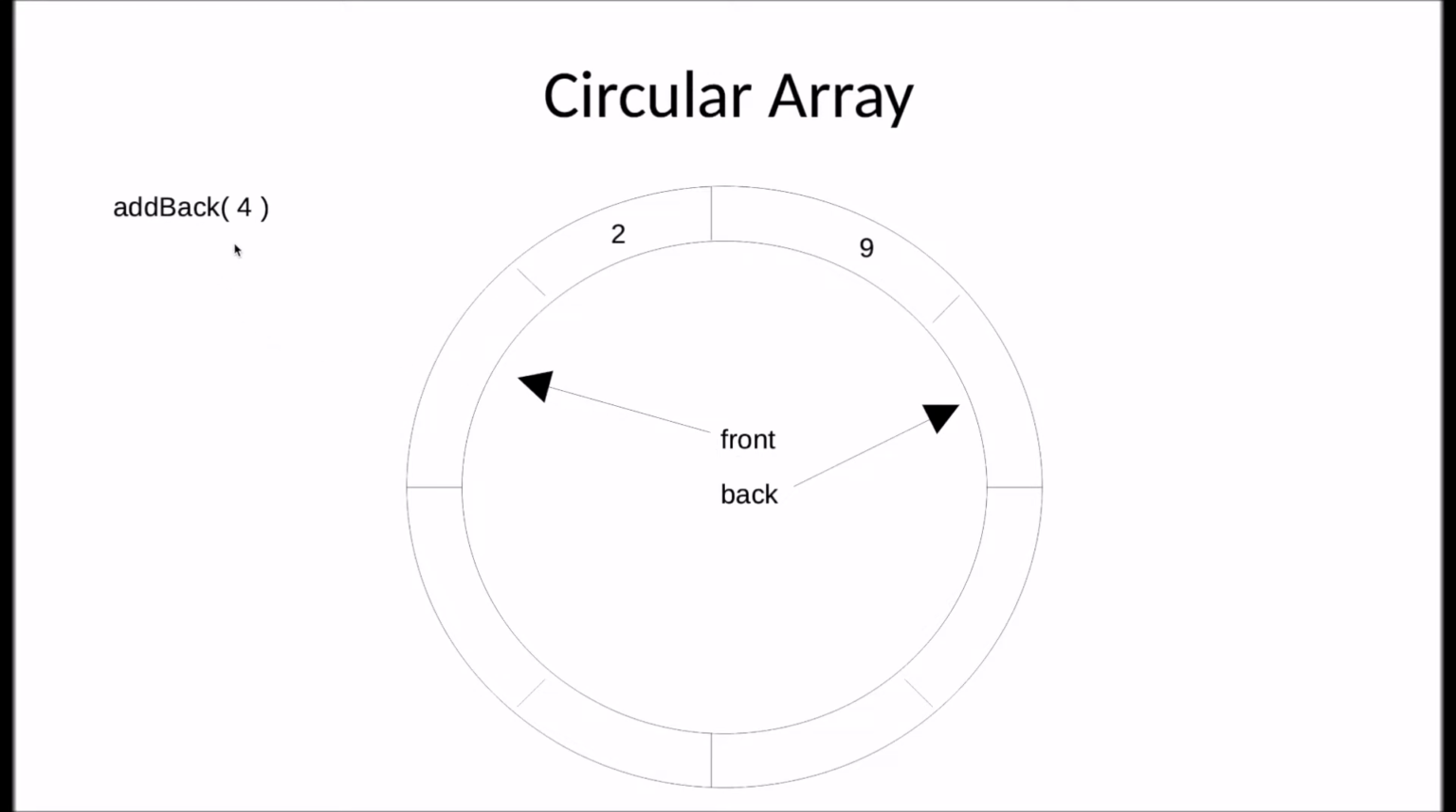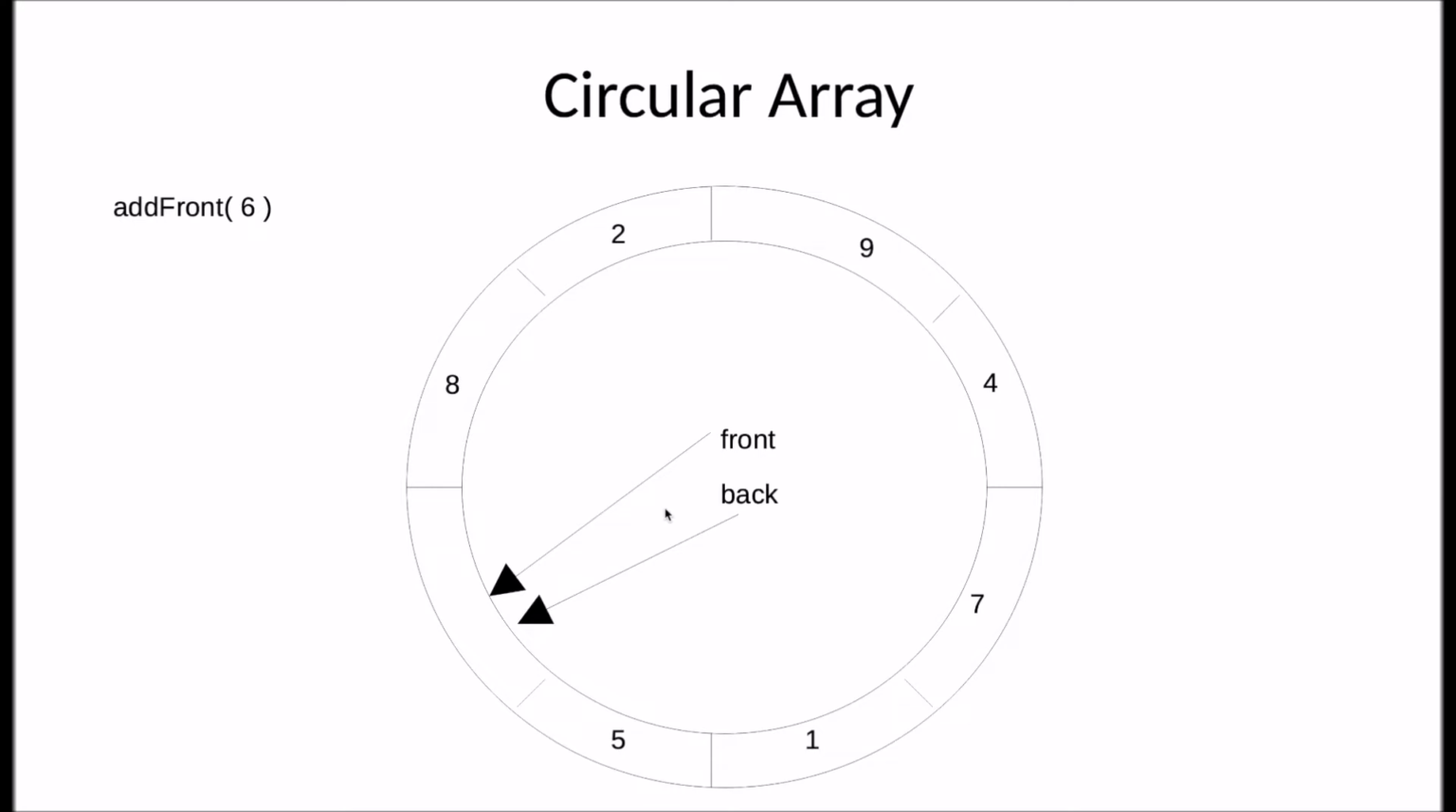Now calling add back with 4 would place 4 at the position that back points to and then update back by 1 position. Calling add back again with 7 would place 7 at this position and then update back by 1. Now calling add front again with 8 would place 8 here and update front. Calling add back 1 would place 1 using the back index and then update back by 1. Calling add back with 5 places 5 here, update back, and calling add front with 6 would place 6 here.